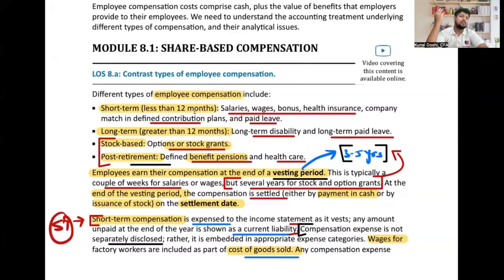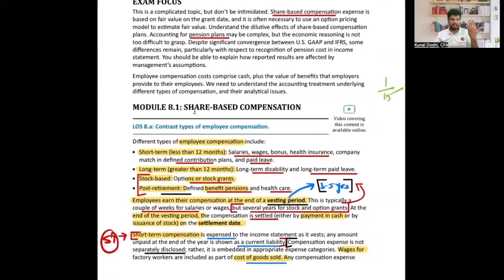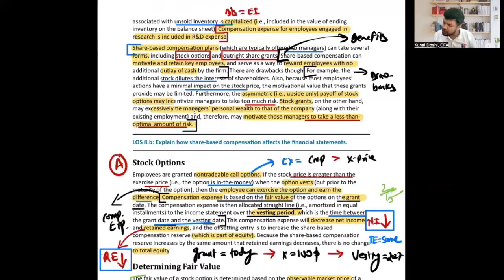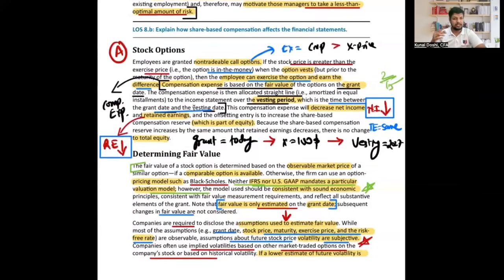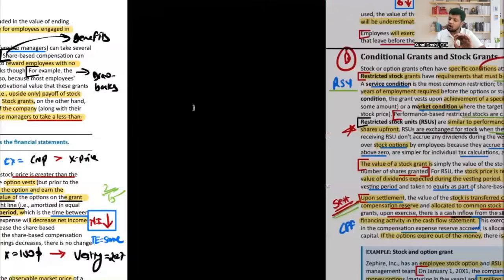It can be a couple of years after which you get eligible for those benefits. Right. Here, our focus is going to be mostly on stock options. And when I say stock options or grants, they are the same thing. So one is share-based compensation, and then we are going to look at the retirement and other benefits. Okay. So let's focus first on the stock options. Stock options, and then there is something called conditional grants and stock grants.